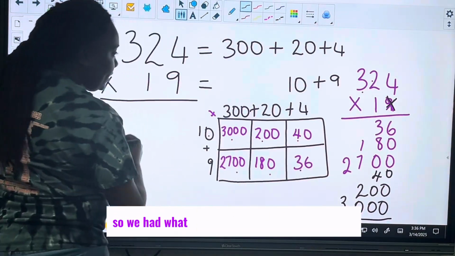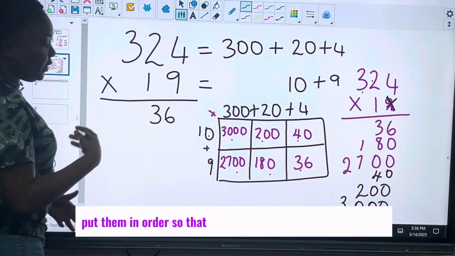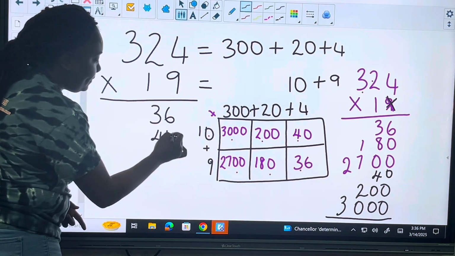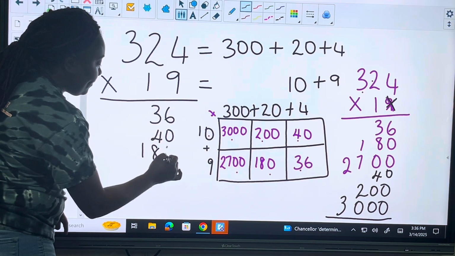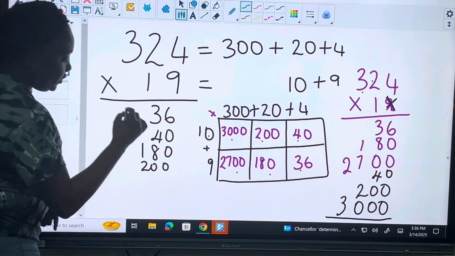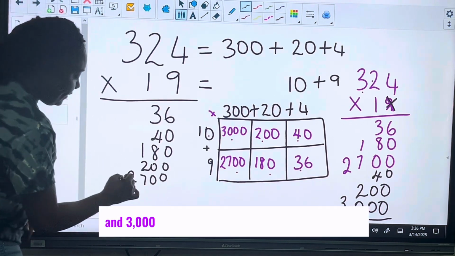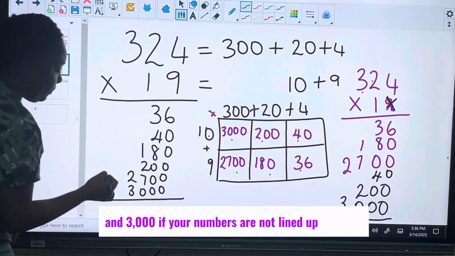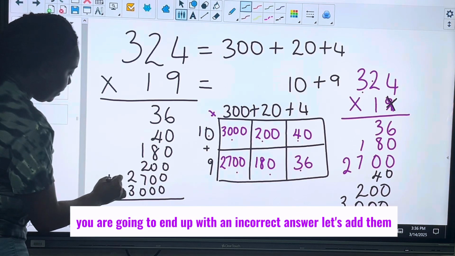So we had what? 36. And remember what I told you. Put them in order so that they're all lined up properly. We had 40. We had 180. 200. 2,700 and 3,000. Now if your numbers are not lined up properly, you are going to end up with an incorrect answer.